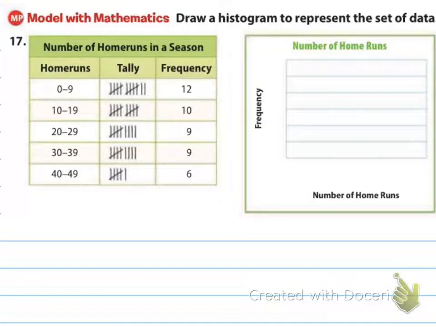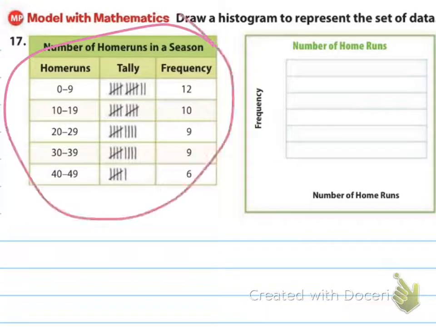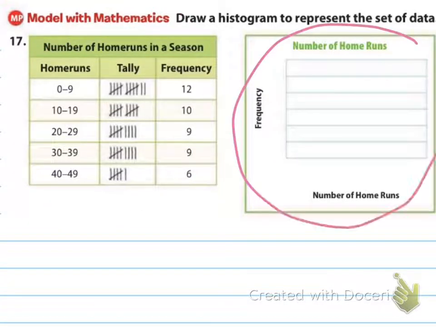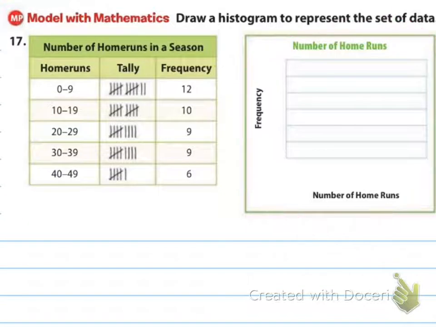So the first one we're going to look at will be number 17. We're going to draw a histogram to represent this set of data. They've given us the frequency table already, and they've even given us the graph labeled. We just have to fill in the different parts, like the intervals and the frequencies. So we're talking about home runs and how many people had a certain amount of home runs in a season.